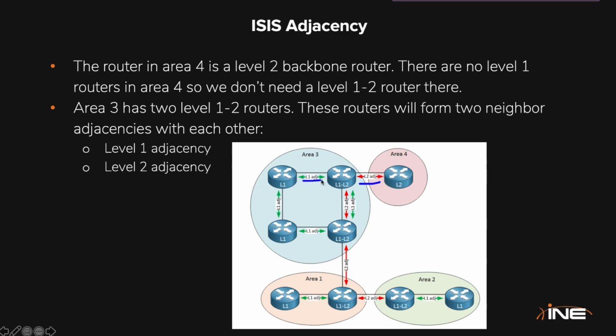Here, I would only have level 1 adjacency. Here, I would have level 1. Again, level 1 here. This would be only level 2. This would be only level 2. This would be level 1. And here, I would have level 1 because this router is just level 1.